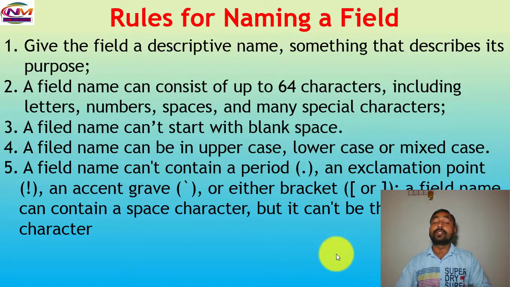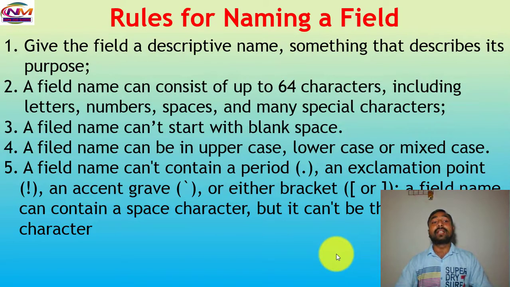Suppose that I have given the name, so I will write all the names of the students. If I have given the field name mobile number, then in that section mobile numbers should be there. So all those terms we will have to define by its purpose. So that is the first rule of naming a field.